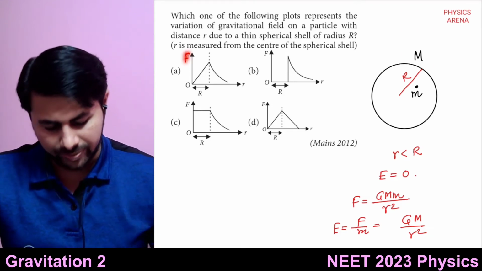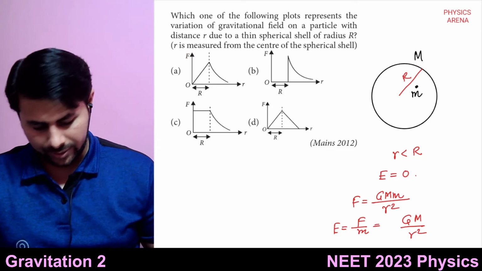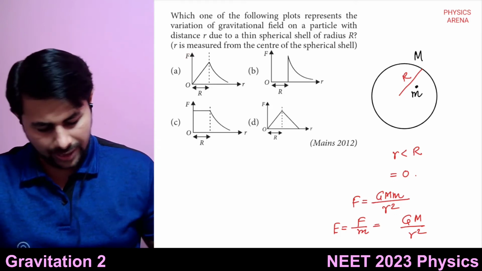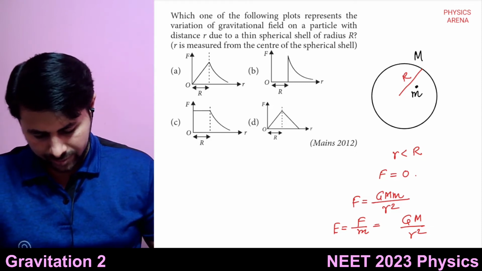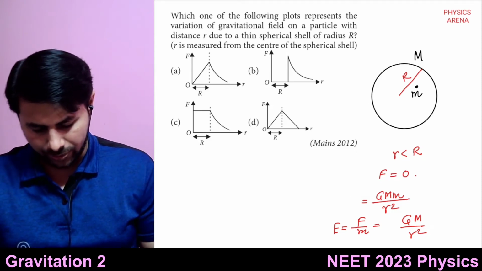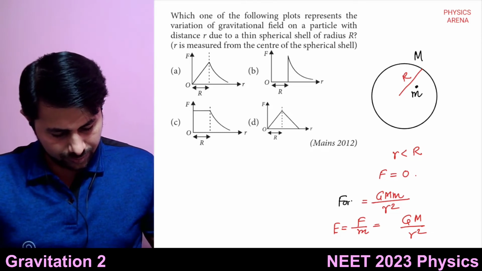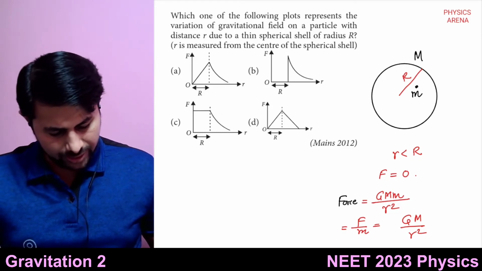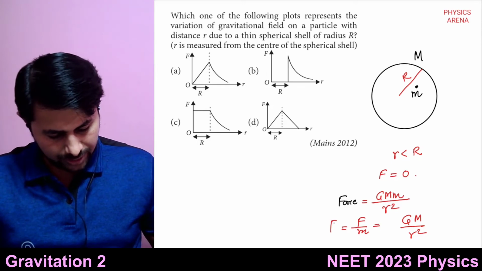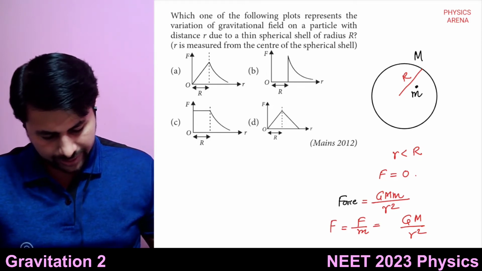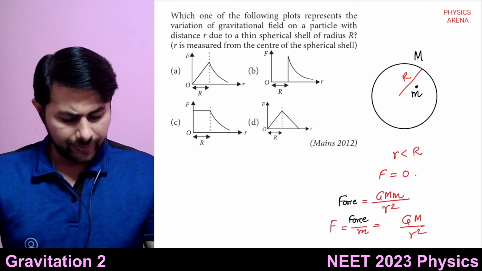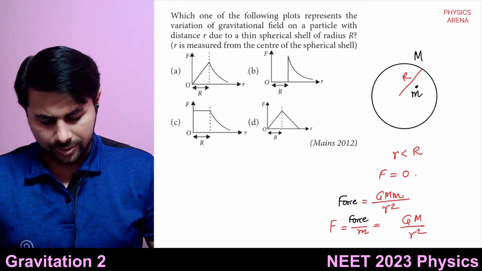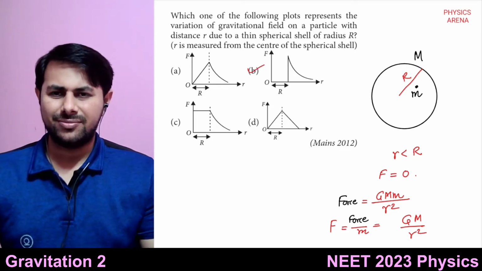Here the field is denoted by F. Sorry, it's not E, they are denoting it by F. So let's call this F the gravitational field, and field F is equal to this force divided by mass. So still it doesn't matter, it's option B.